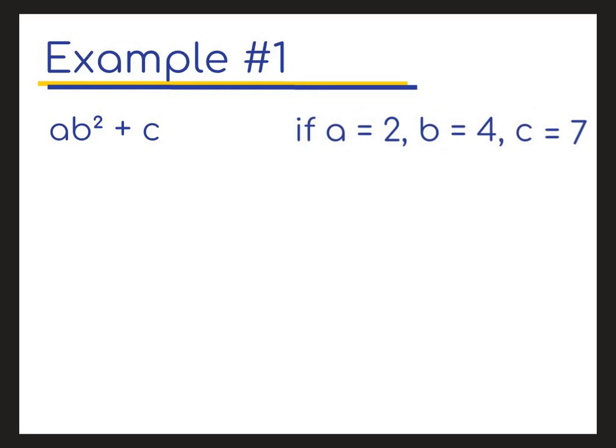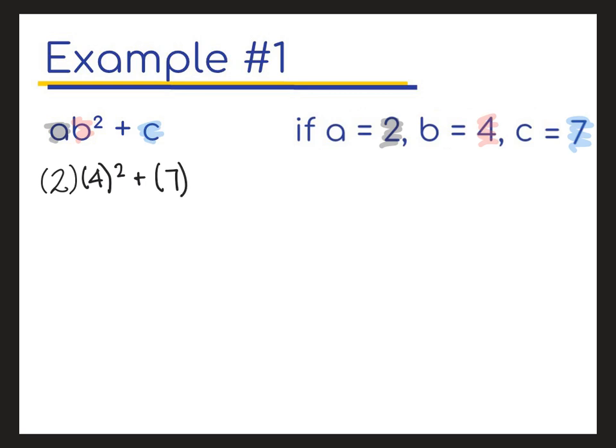So for example 1, I'm given the expression a times b squared plus c, and then I'm told a equals 2, b equals 4, c equals 7. So essentially what I'm going to do is take these numbers, and where I see them in my equation, I'm just going to plug them in. And remember, the most important part is when you plug in, you need to put them in parentheses. So I would replace a with 2, b with 4, and c with 7. Then when I evaluate, I just follow order of operations.